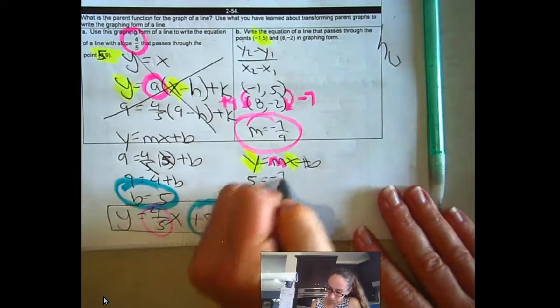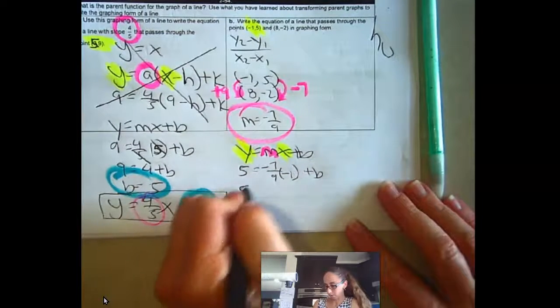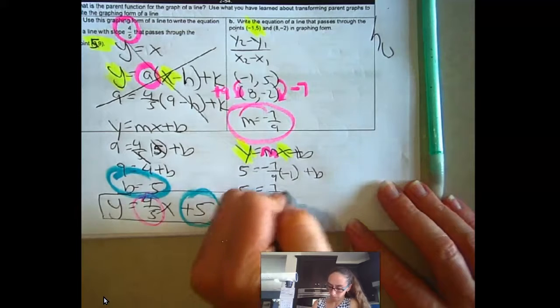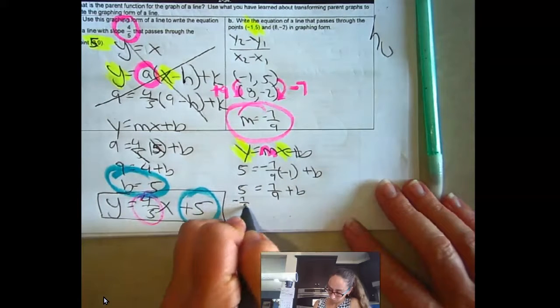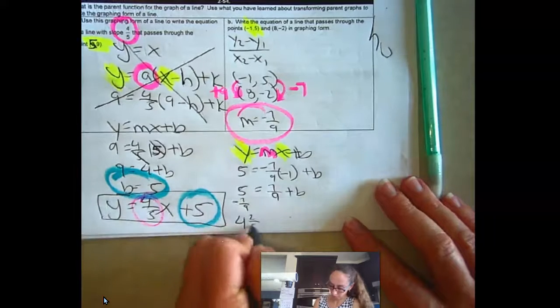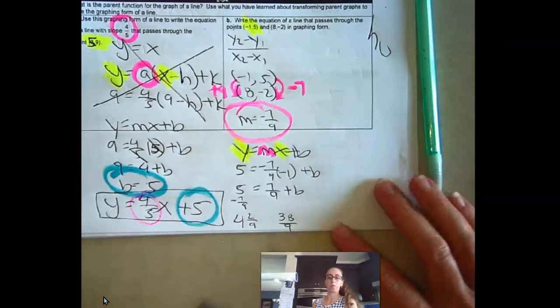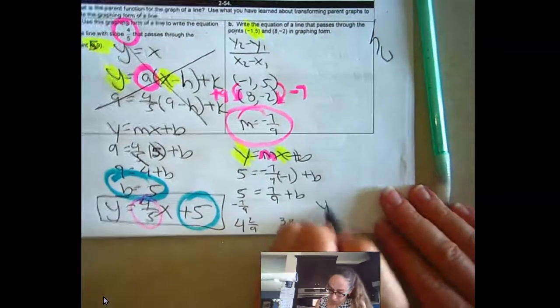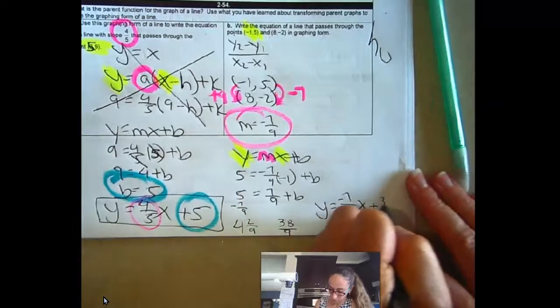5 equals -7/9 times -1 plus b. A negative and a negative make a positive. Anything times 1 is itself. Subtract 7/9. So 5 minus 7/9 is 4 2/9, or 38/9. Whatever you want. This is all review from elementary school. So y equals -7/9 x plus 38/9.